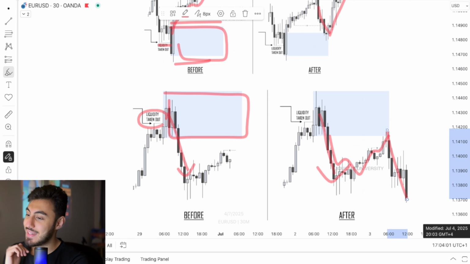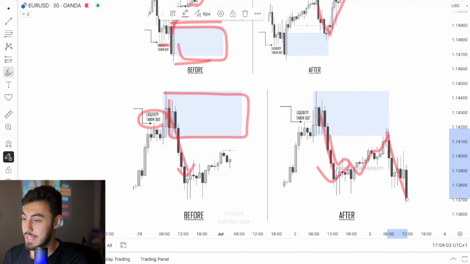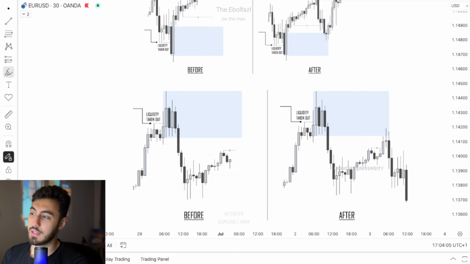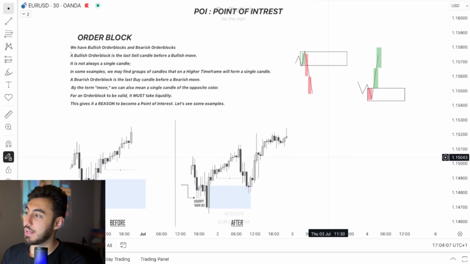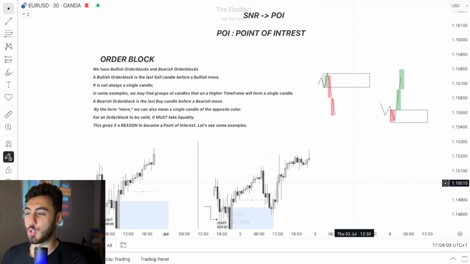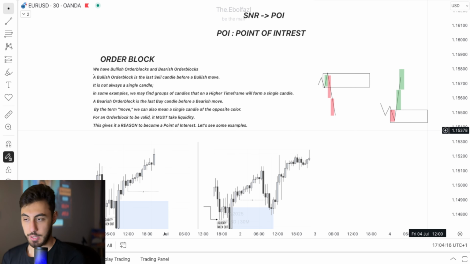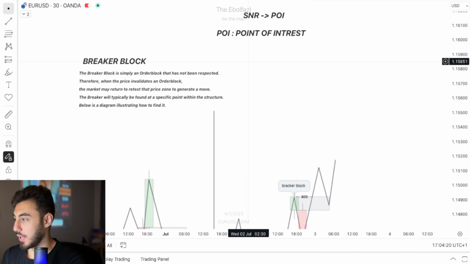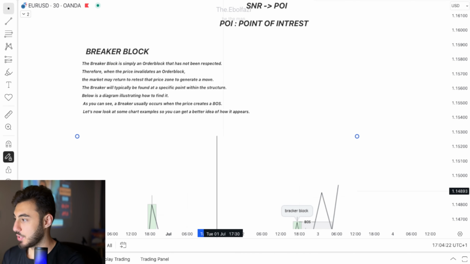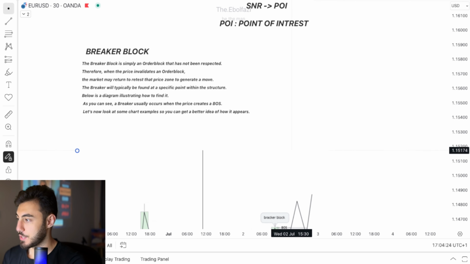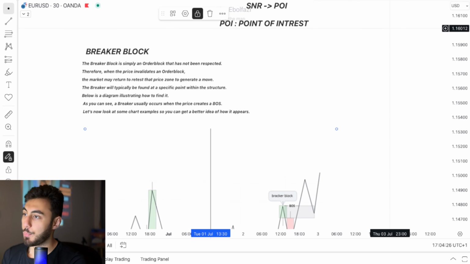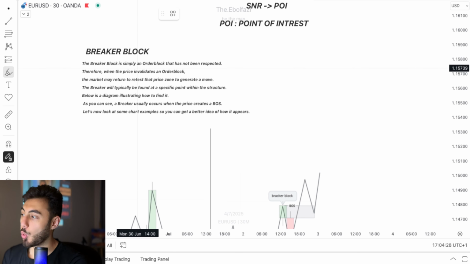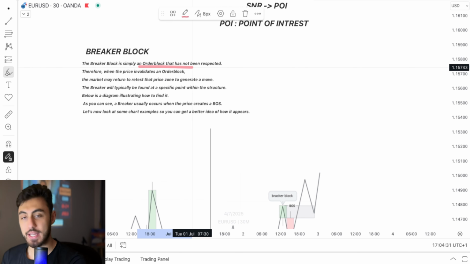But the next thing that you should learn is the breaker block. The breaker block is so important too, and it's much easier than the order block. But these are all related to creating support and resistance, which I'm going to talk about. So what is the breaker block? Let me just put this a little bit down here. The breaker block is simply an order block that has not been respected.